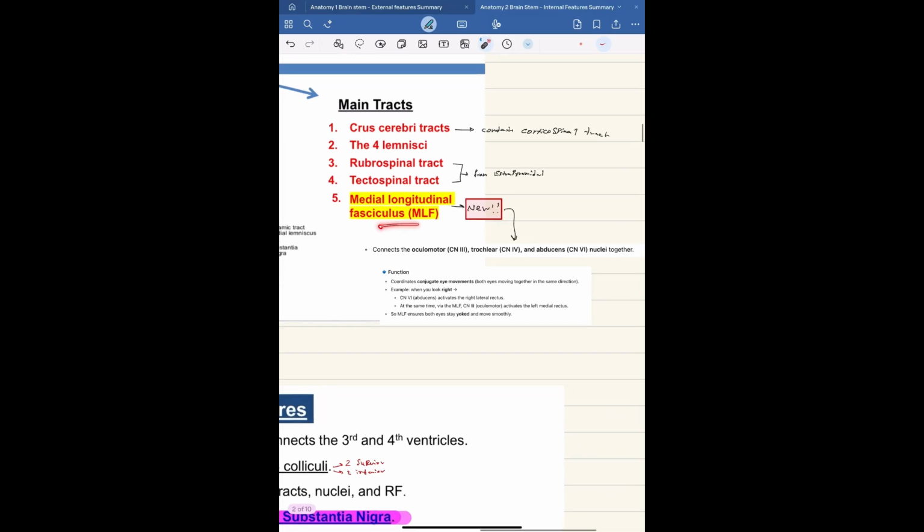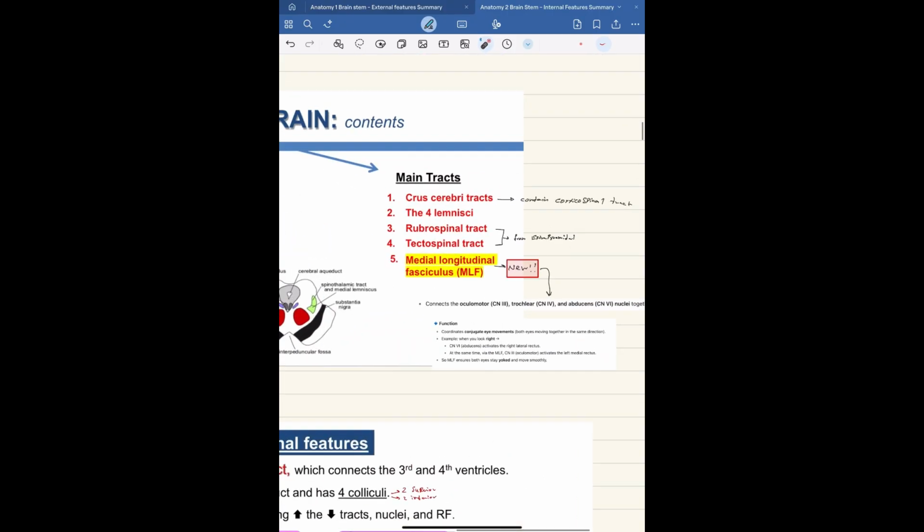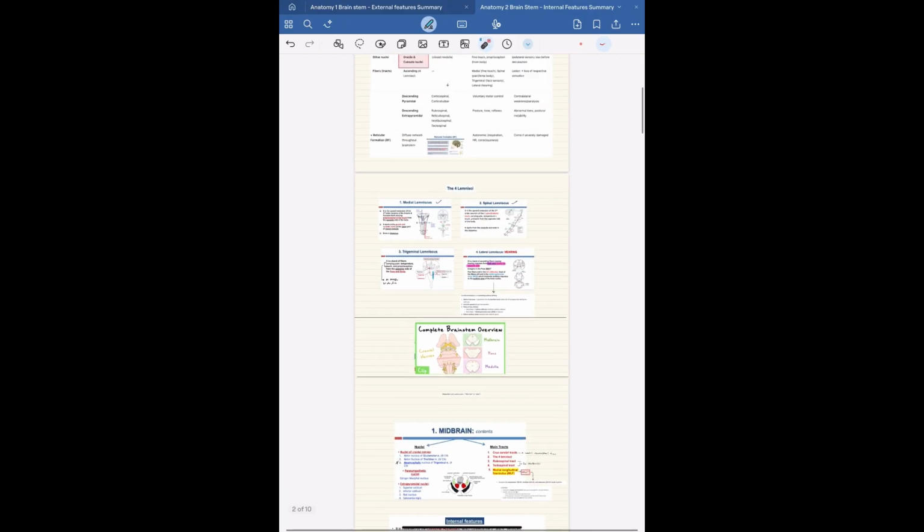And here we have the medial longitudinal fasciculus. I searched about it a bit. It's basically a collection of the oculomotor, trochlear, and abducent, so they're all eye related. And I wrote the function here for you to see. Now, for the four lemnisci, let's go here.